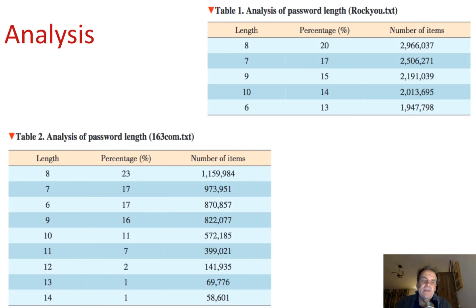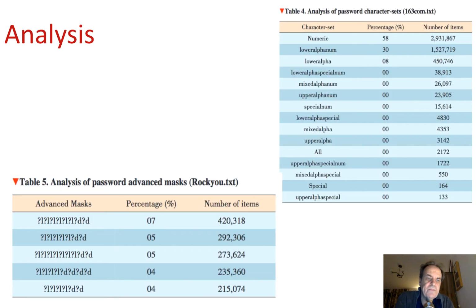So finally, here's an analysis that we did on 2 of the hacked databases, 163com.txt and rockyou.txt. You can see here the top password length was 8 characters, and nearly 1 in 4 were only 8 characters long. In the rockyou, again, it was 8 characters, and that was 1 in 5 of the passwords. Quite a few had 6 characters here, 17% and 13%.